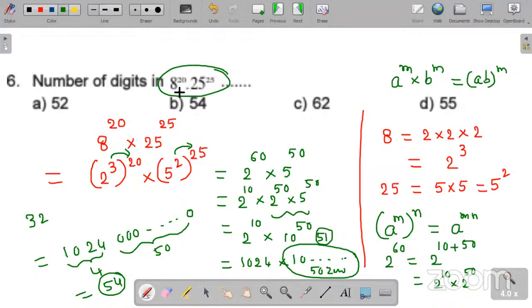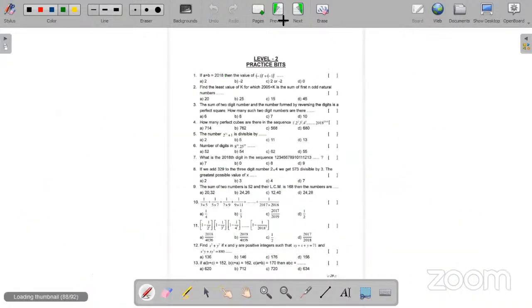Yes, 54. Here the dot means into only, my dear students. This is a very interesting question. The number of digits means the number of zeros and also 1, 2, 3, 4. So total digits in this one is 54. You need to apply the concept of powers and exponents. In 8th class we have that chapter, in 7th class also. Better you go through them. Right, one more interesting question, let's discuss.